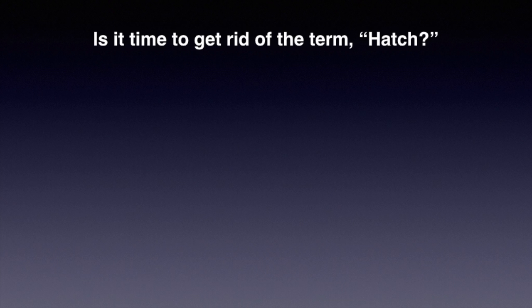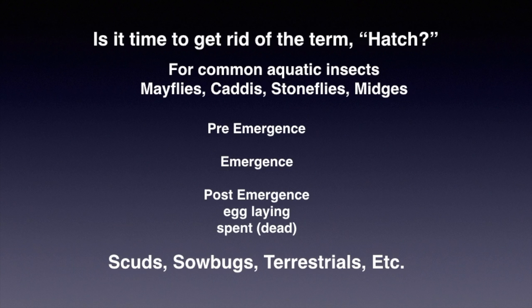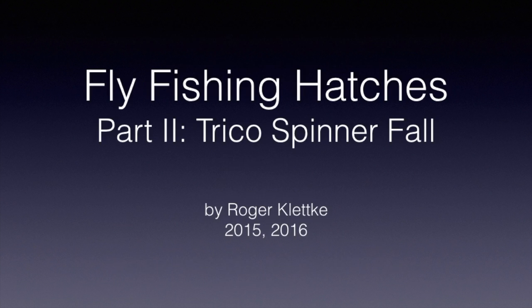However, for most of the common aquatic organisms, I like to subtype hatches as pre-emergent, emergent, or post-emergent. For other organisms, I lump hatches under abundant. For these organisms to function like a hatch, abundant organisms must be available to the fish.